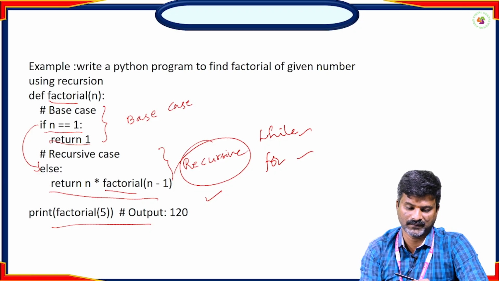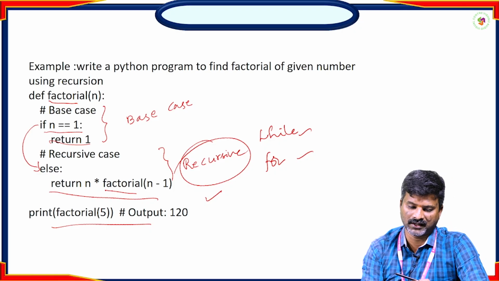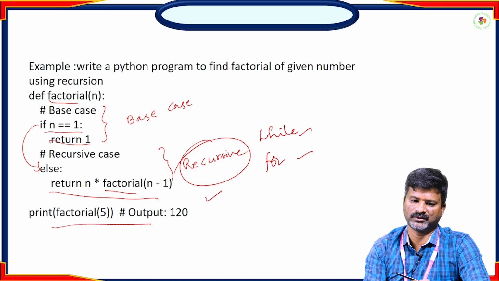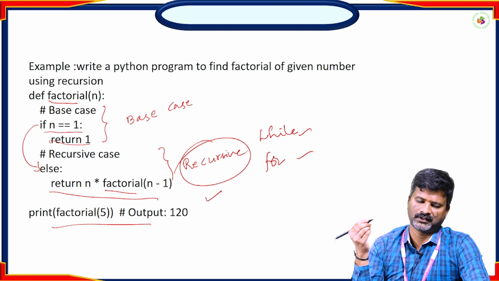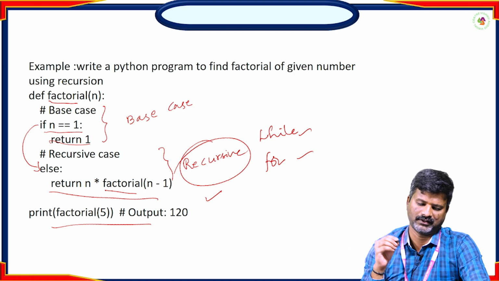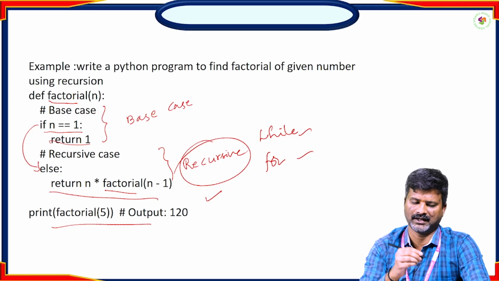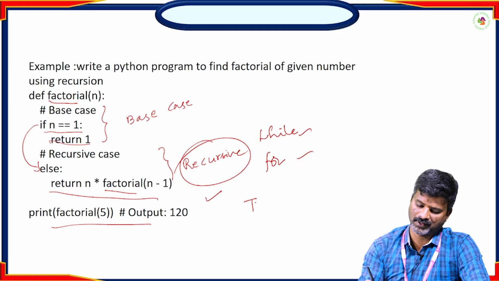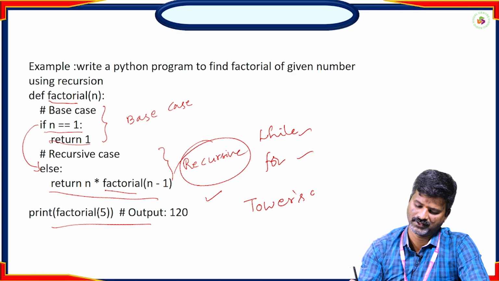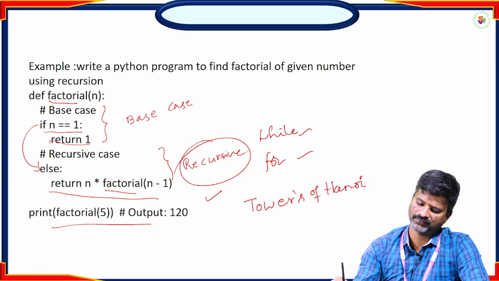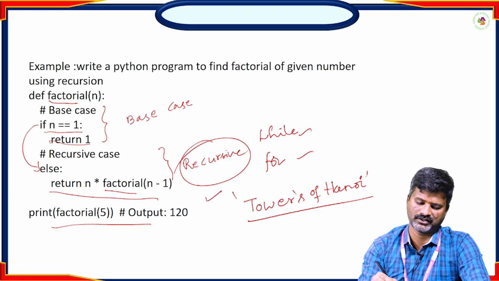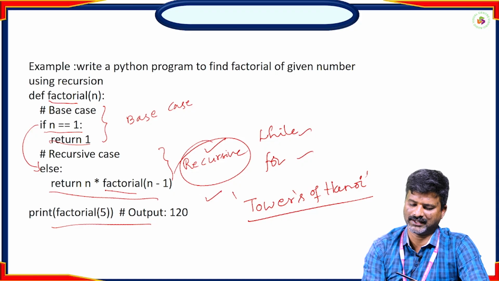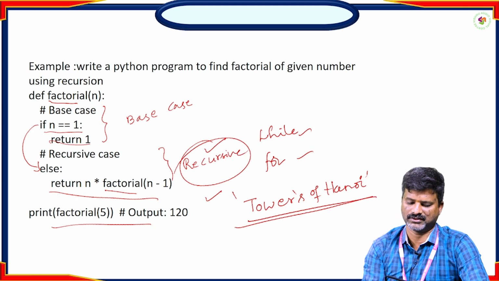Why? Because for some use cases, we cannot implement using the iterative approach. For those use cases, for example, factorial is fine. We can implement it using an iterative approach and using a recursive approach also. The Towers of Hanoi problem is there, one of the applications. Towers of Hanoi is very difficult to solve using an iterative approach. In that situation, we are using a recursive approach. We are defining the base case and we are defining the general case, that is the recursive case. So simply we are solving this Towers of Hanoi.